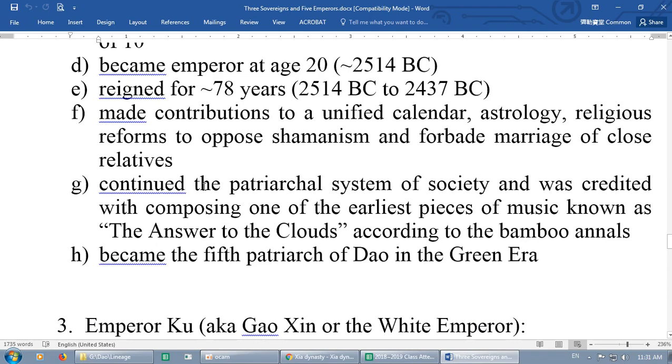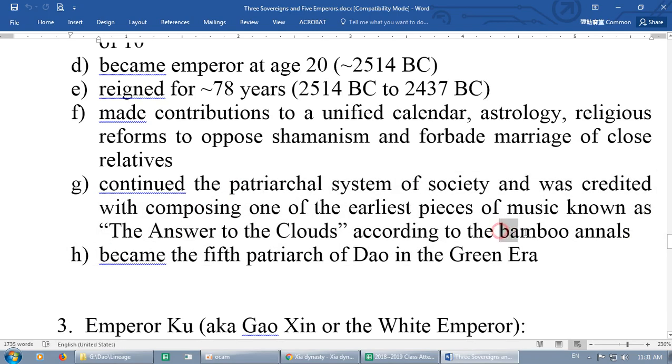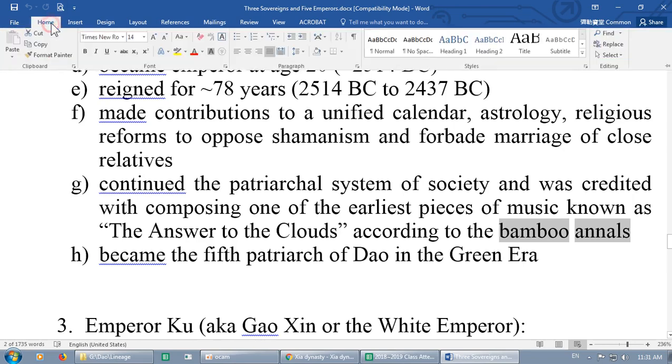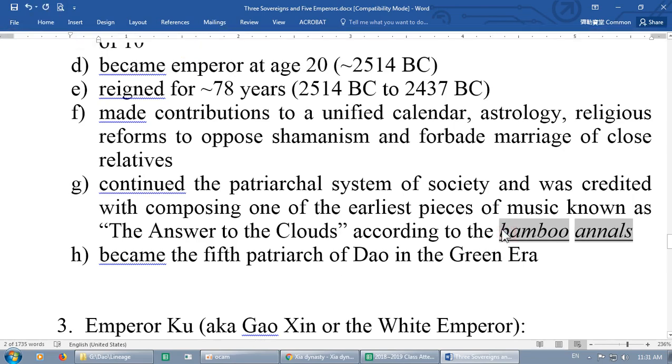Anyway, he also continued the patriarchal system of society and was credited with composing one of the earliest pieces. I don't know, whatever. According to the Bamboo Annals, I should underline this. Sorry, I didn't do that. I should capitalize this too. Doesn't matter.